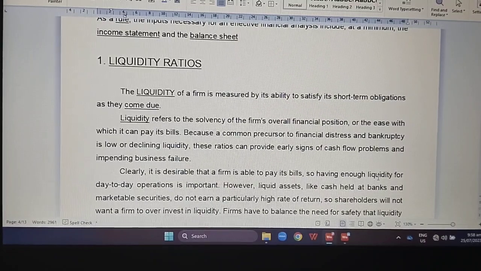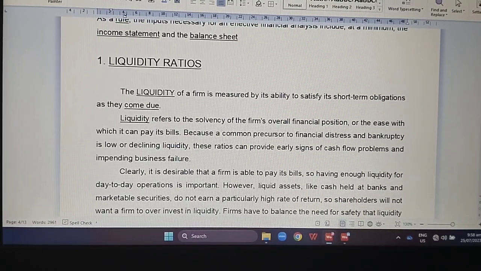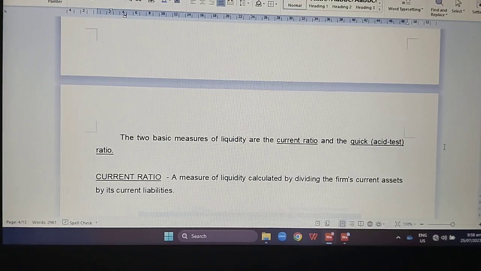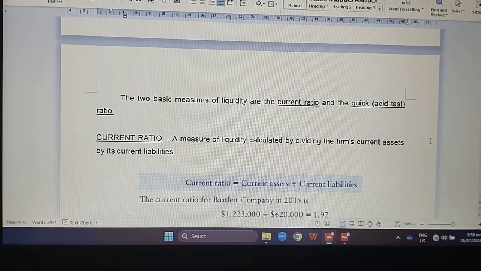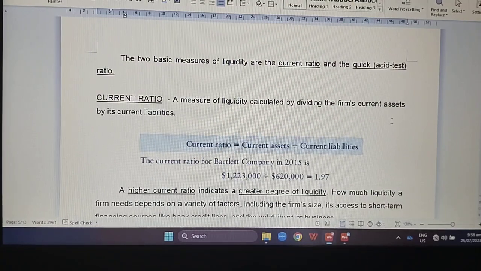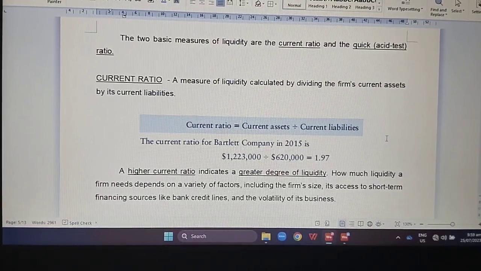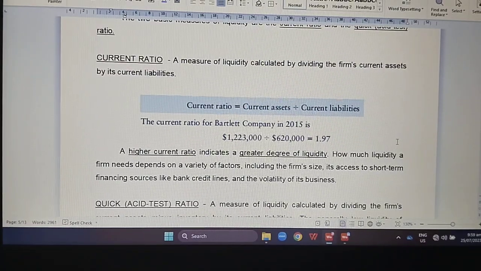Okay? Ayan. So, clearly, it is desirable that the firm is able to pay its bills. So, having enough liquidity for day-to-day operation is important. So, ano yung two basic measures of liquidity? The current ratio and the quick acid test. Or quick ratio sa iba. Iba kasi quick acid test yan eh. Current ratio measures of liquidity calculated by dividing the firm's current assets by its current liabilities. Now, in this example, so 1.97.